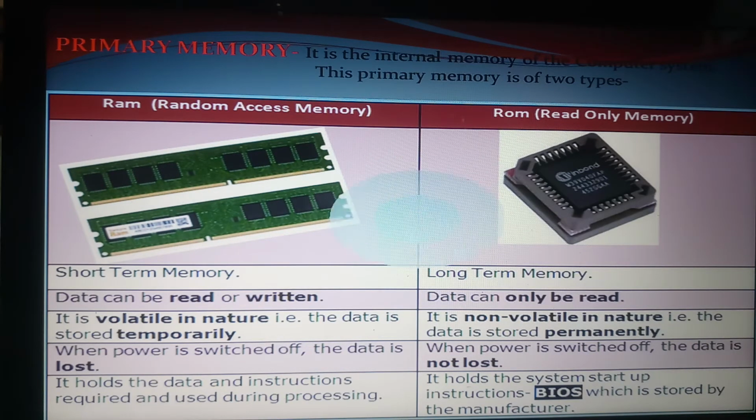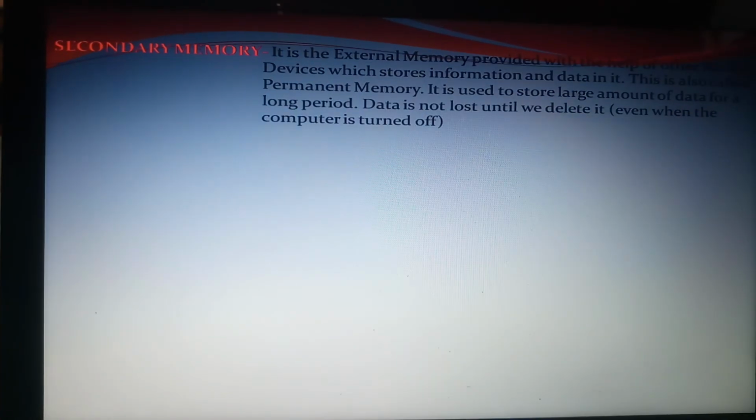Second is secondary memory. It is the external memory provided with the help of other storage devices which store information and data. This is also called permanent memory. It is used to store a large amount of data for a long period. Data is not lost until we delete it, even when the computer is turned off.